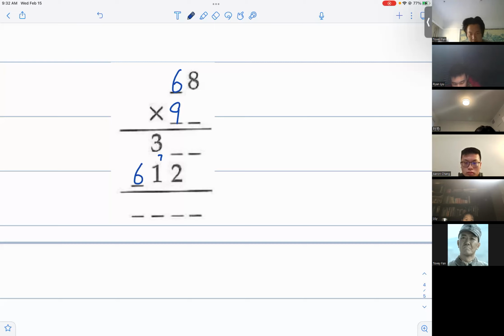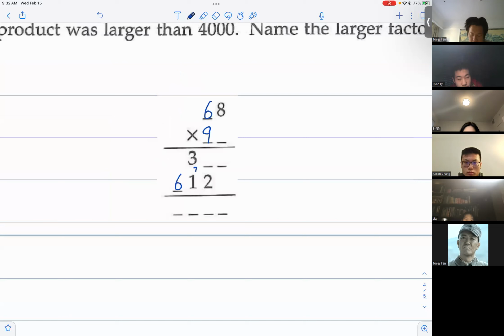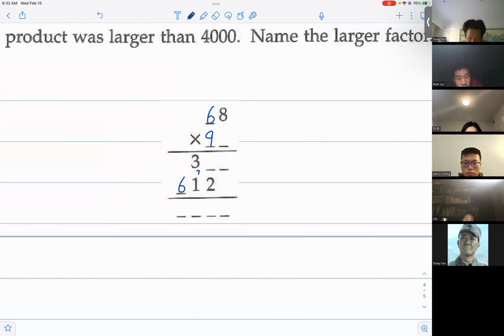Good. And then the unit digits. Something times 6 is 3, so the chance is 5. Yeah, 5. Then it is 340. Like this, right? Yeah, good.